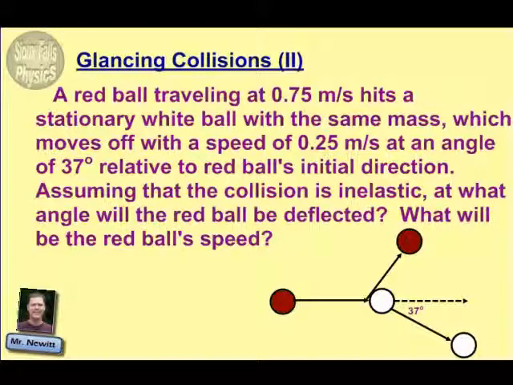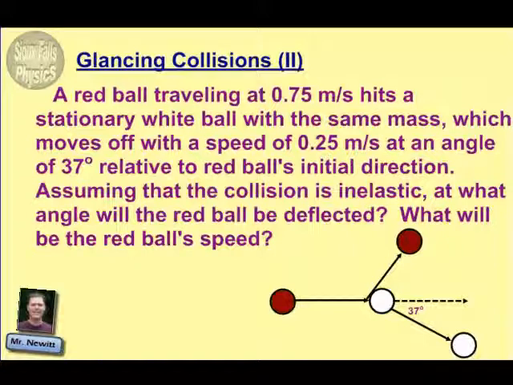We have a red ball that's traveling at 0.75 meters per second. It's going to hit a white ball, again with the same mass, and that white ball is going to go off at a speed of 0.25 meters per second at an angle of 37 degrees.